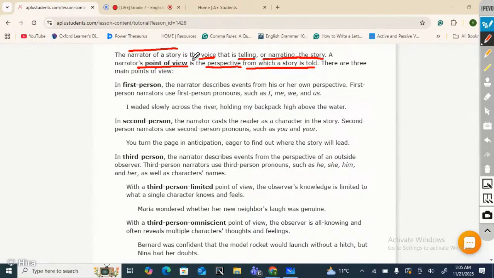What is a narrator's point of view? It is the perspective from which a story is told. A story is told to you from a narrator's point of view, a voice that is telling or narrating that story. There are three main points of view: first person point of view, second person point of view, and the third person point of view.